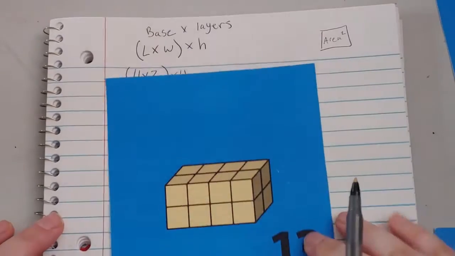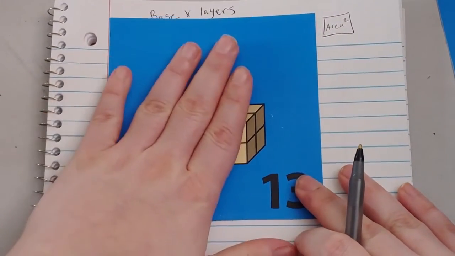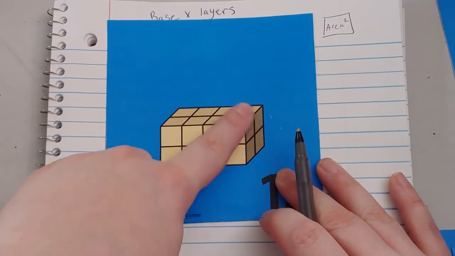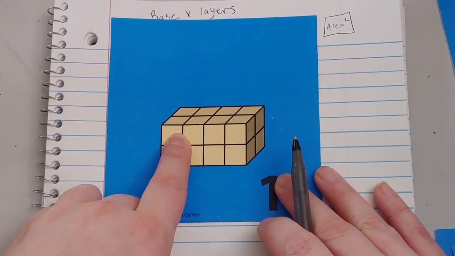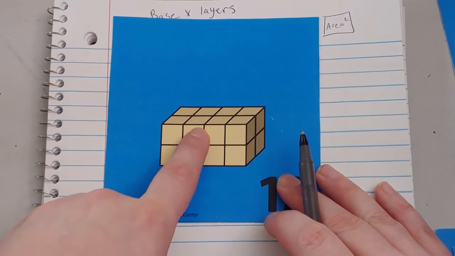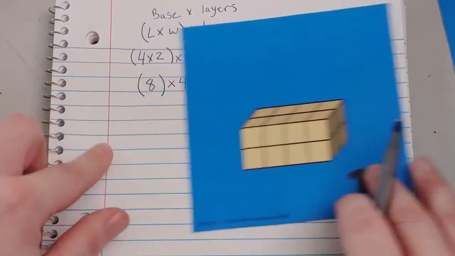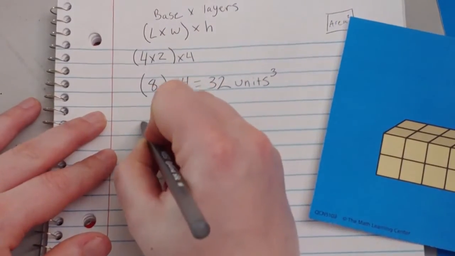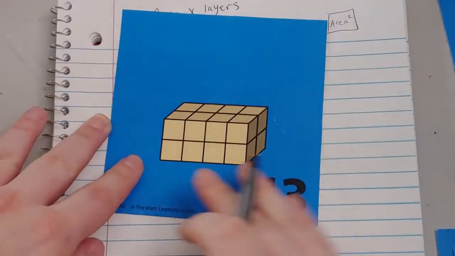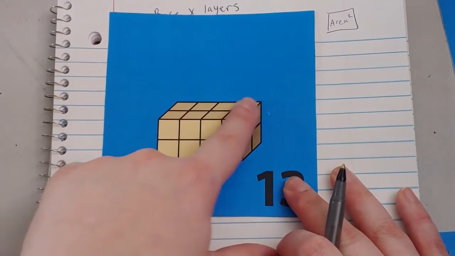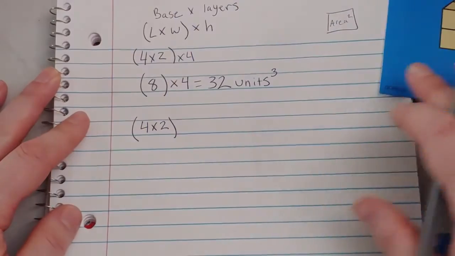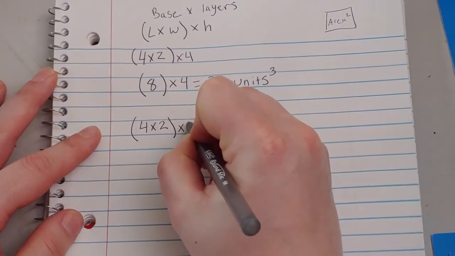All right. Here's another one. I want you to first find me the base, the bottom, the butt. What is it sitting on? What's the base dimensions? 1, 2, 3, 4 by 1, 2. So 4 by 2. Okay, so 4 by 2. How many layers of that? Just 2 by 2.